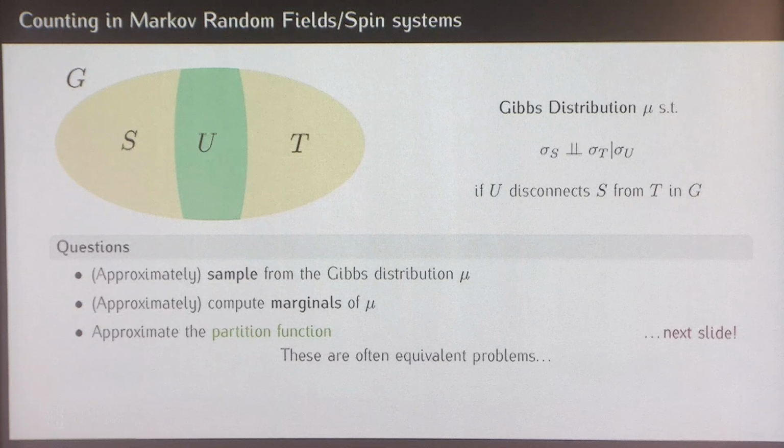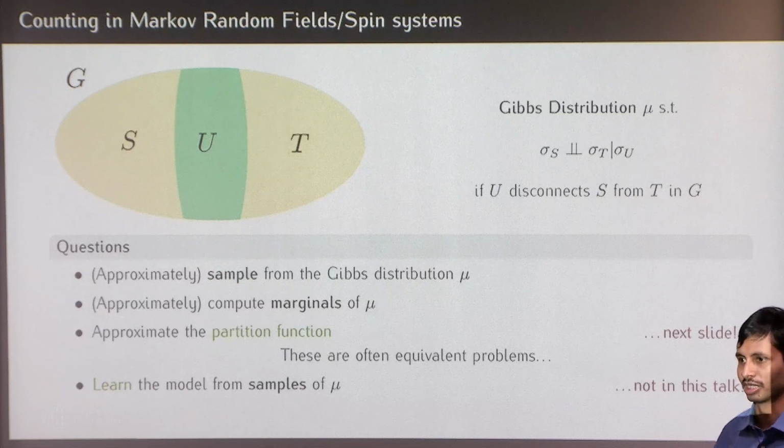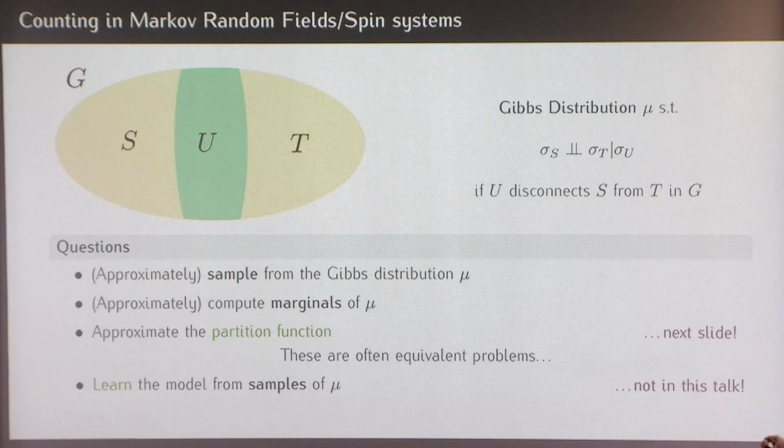Both of these things turn out to be related to this problem of approximating the partition function, which we'll see next, and which is what will concern us for the rest of the talk. And there are, of course, other questions that one can ask about this. One of them is to learn the model. So maybe someone just gives us the realizations of the random variables. Maybe we just get the spins, and we want to learn what the interaction parameter is or what the underlying graph is. So that we won't be talking about, but that's another kind of question one could ask about such systems. So for the rest of the talk, I'll be focusing on the partition function.